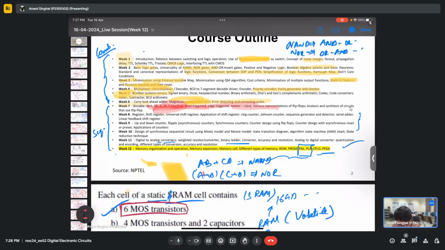Then we have analysis of different flip-flops. Then we have registers, the universal shift register that I've already mentioned. Johnson counter is one of them, ring counter is one of them. One more topic is the sequence detector. There can be state diagrams in which you need to detect the sequence. Then we have up and down counters, synchronous and asynchronous counters, where I have already explained what the questions can be. Again, the Mealy and Moore models, I have already shown you what the types of questions can be.